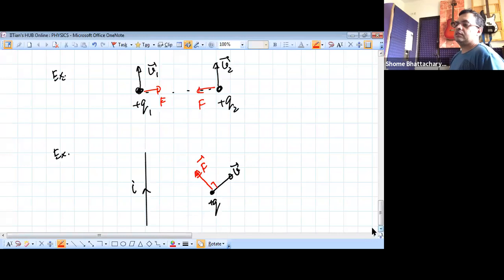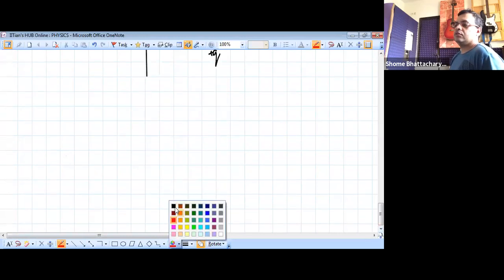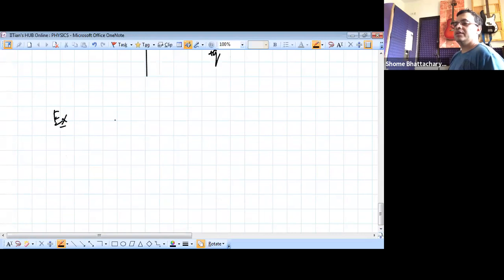Or for that matter, if I have two current carrying wires, carrying current in parallel, that is, along parallel lines, then they experience an attractive force with respect to each other. They tend to attract each other.